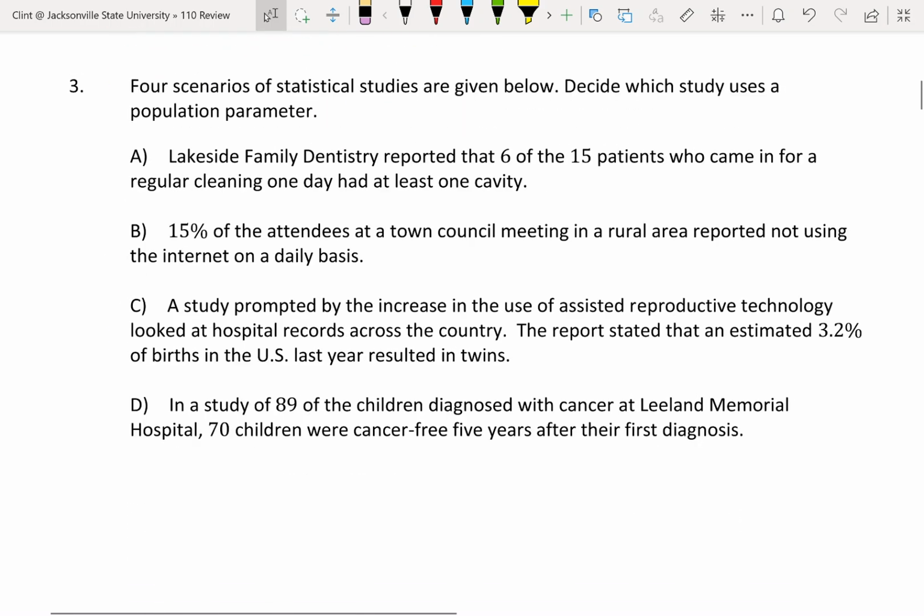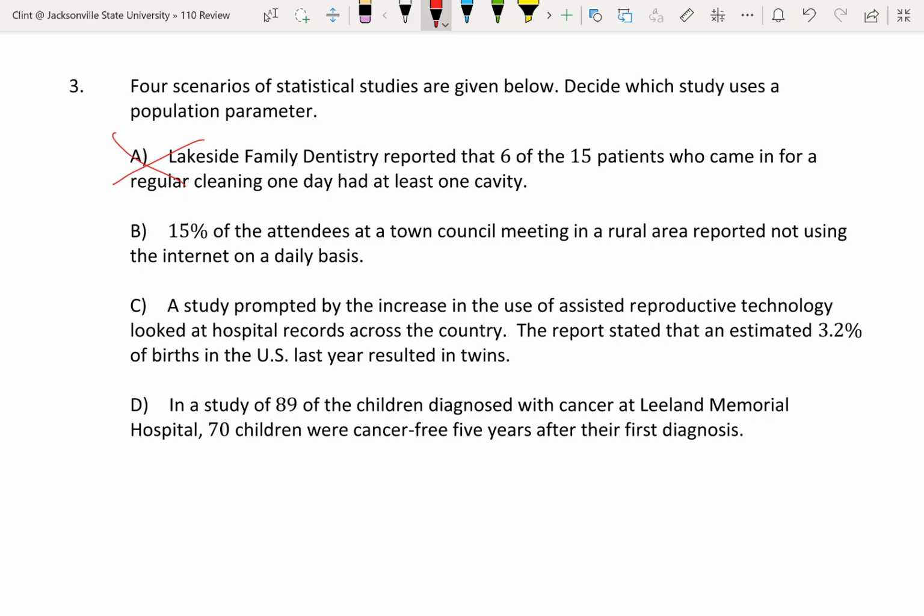Okay, number 3. These can be a little tricky. I'm going to try not to give you one that's too tricky. This one says, decide which study uses a population parameter. So we're looking for one that gives us a number that tells us about the whole population. If we see anything describing a sample, describing a subset, we know that's not going to be the one. Then that would be a sample statistic. So A says Lakeside Family Dentistry reported that 6 of the 15 patients who came in for a regular cleaning one day had at least one cavity. So they're not describing all their patients, they're just describing 6 of the 15 that came in that day. So that one's just telling us about a sample, so not that one.